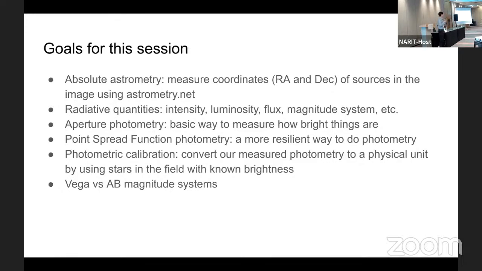We will then learn two techniques to do photometry, to actually measure how bright things are from the images. One is called aperture photometry and one is PSF photometry. So we will see what those words mean. And after we have this measurement, the unit is still in counts or in ADU or whatever unit is provided by the image that you have. We will talk about how to convert those fake units from your camera to the real units, which are the radiative quantities that we will talk about earlier.